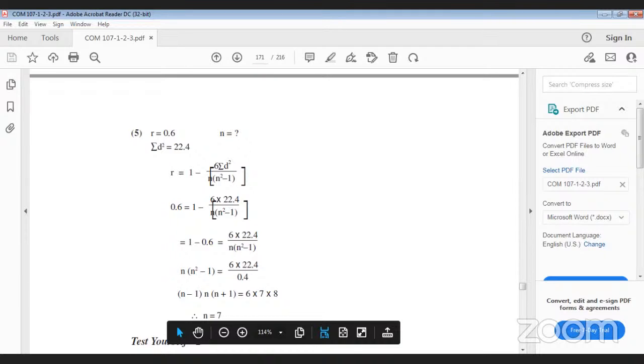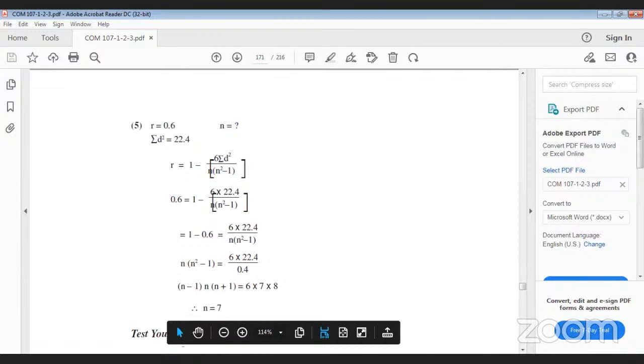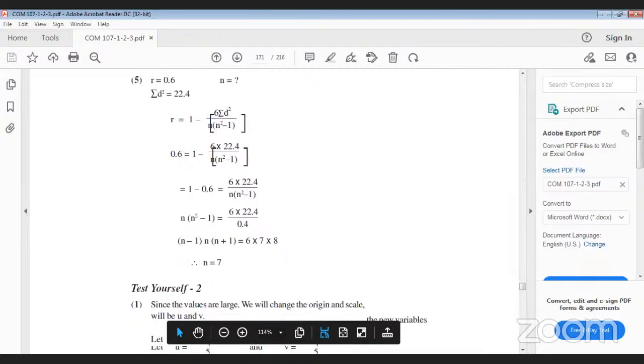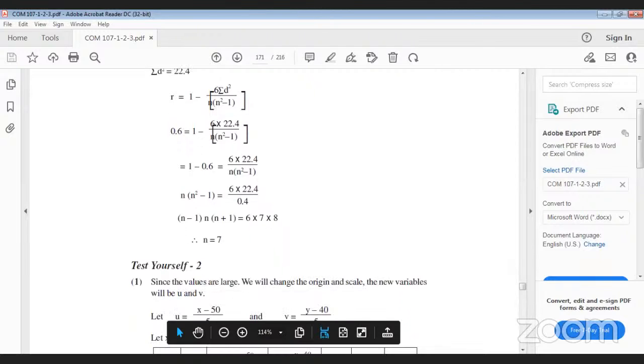By transposing, we can make n into bracket n square minus 1 is equal to 336. And the numbers will be 6 into 7 into 8. So n will be 7 here. In this way, this is the correct answer for 1. Here are also some test universal problems.